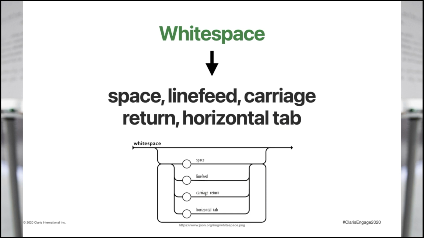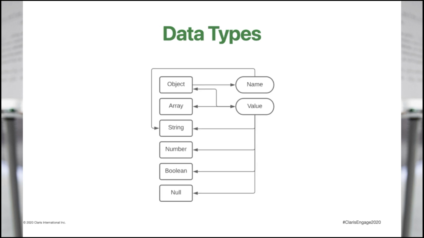Another thing I would like to mention is whitespace, which consists of spaces, line feeds, carriage returns, and horizontal tabs. For the most part, it doesn't affect much in JSON, but it is helpful for reading JSON in an easier manner. There are only a set amount of data types in JSON: object, array, string, number, boolean, null. And these types are also known as values, which again you will learn more about in this section.